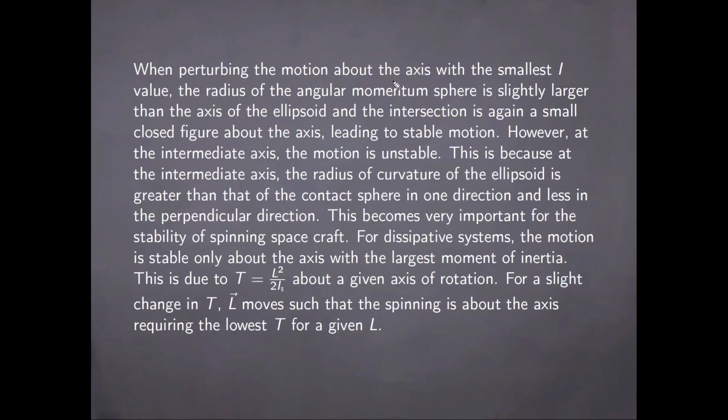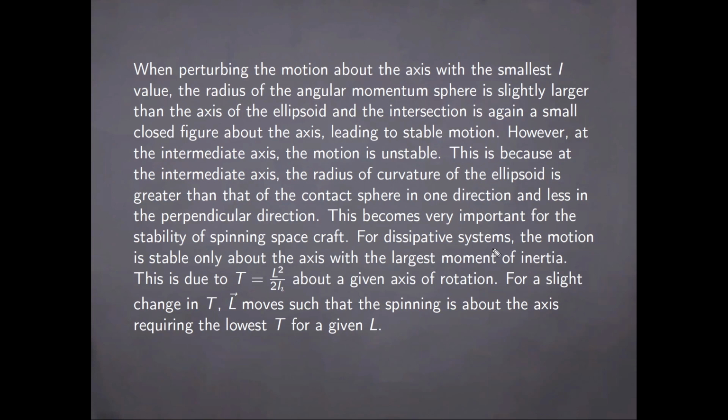When perturbing the motion about the axis with the smallest value of the moment of inertia, the radius of the angular momentum sphere is slightly larger than the axis of the ellipsoid, and the intersection is, as in the previous case, a small closed figure about the axis, leading to stable motion. However, at the intermediate axis, the motion is unstable. The reason being that in this particular case, the radius of curvature of the ellipsoid is greater than that of the contact sphere in one direction and less in the perpendicular direction. This becomes very important for the stability of spinning spacecraft if you are looking for a practical application.